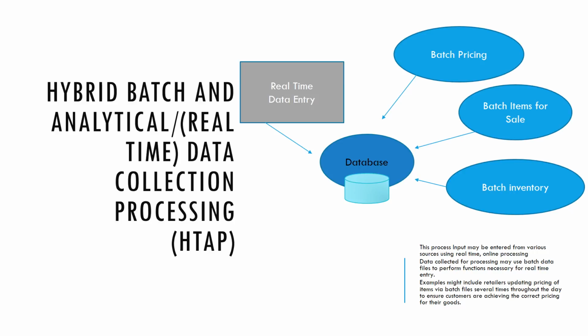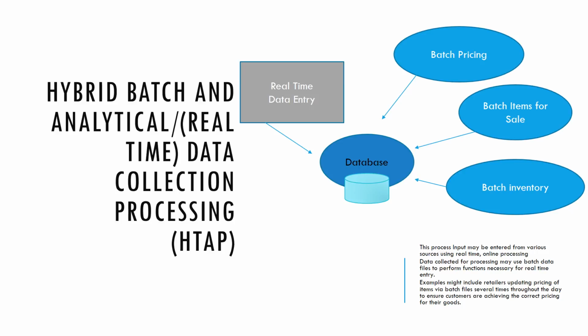Most commonly used today is the hybrid batch and analytical or real-time data collection processing. The industry refers to this model as HTAP. In this model, we will demonstrate a depiction of data entry occurring in real time that is transmitted to the database. But here, in order to do the data entry properly, the organization needs to feed several files into the database in batch intervals on a frequent basis.